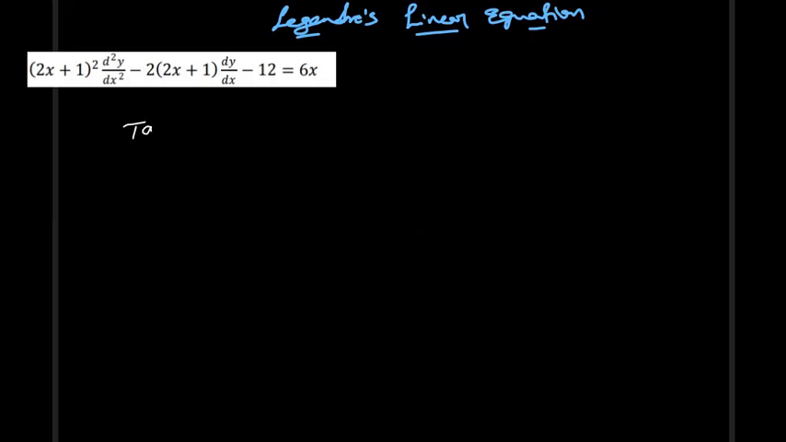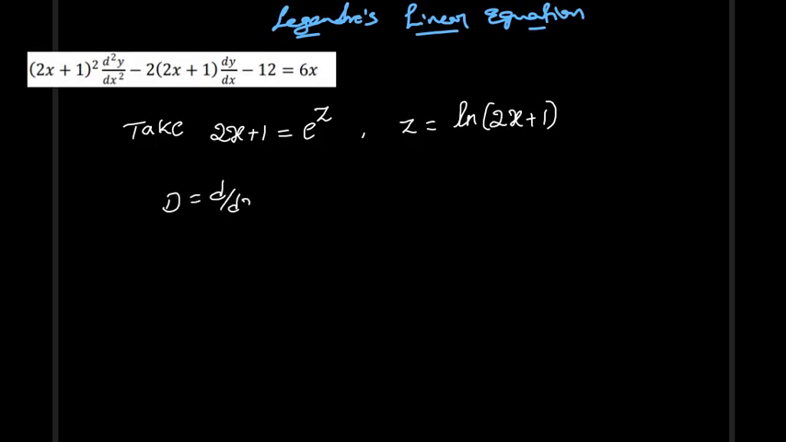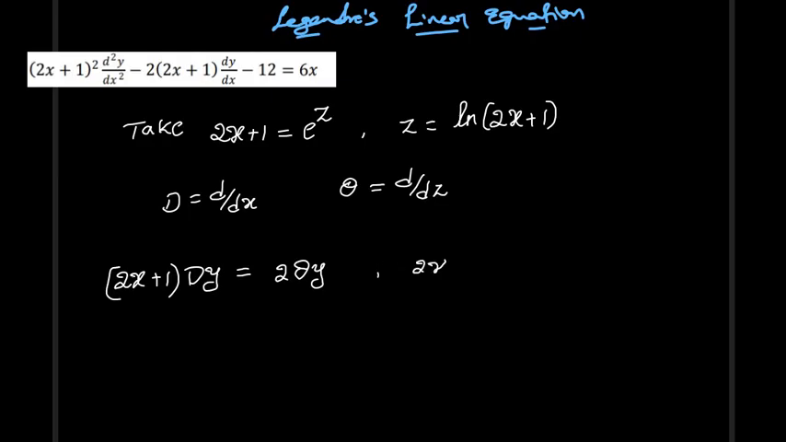So initially we need to take 2x plus 1 equal to e power z. So this gives us that z equal to ln of 2x plus 1. Now d means derivative with respect to x, and theta means derivative with respect to z. Then we need to write what happens to 2x plus 1 into dy. This becomes 2 into theta y, and the other one, 2x plus 1 whole square d square y, becomes 2 square into theta minus 1 into y.